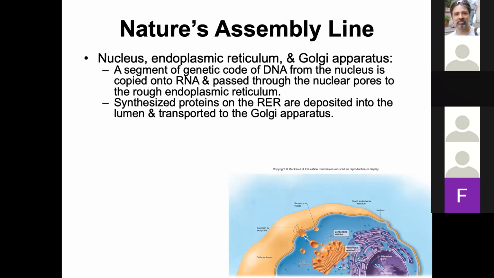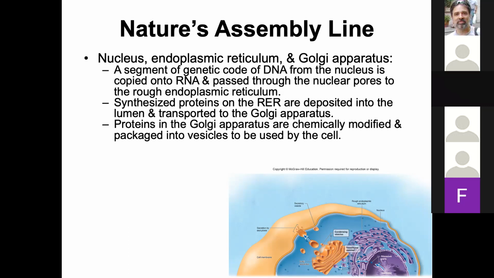A segment of genetic code from the DNA, the gene, is copied into a messenger RNA, and then the messenger RNA passes through a nuclear pore. A ribosome then binds to it, reads it from the beginning to the end, the 5' to the 3' end, and then assembles the protein using that information in a process known as translation.